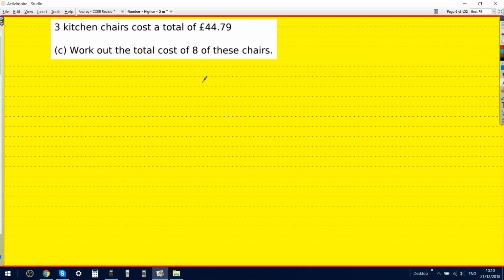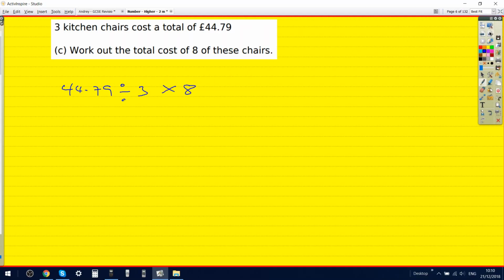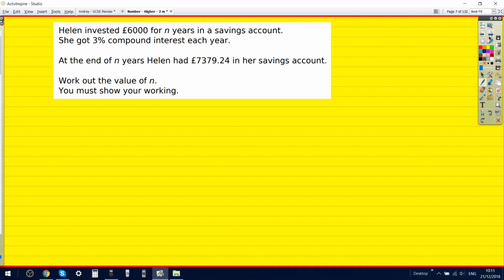How would you do this? And calculator one. Just tell me what you put in your calculator. I'd do 44.79 divided by 3 and then times it by 8. Correct. That's fine. Okay. Try this one.